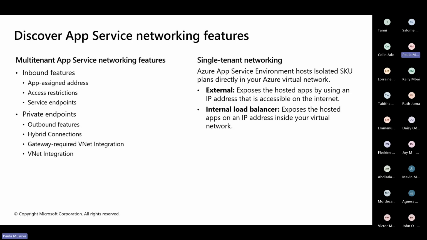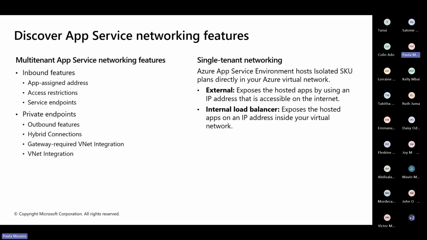You can also set up private endpoints for outbound traffic. If you have any hybrid connections with on-premise, you can also set up some of those networking features. If you have a gateway setup, you can also put in a gateway configuration, and you can also have VNet integration for your web apps.